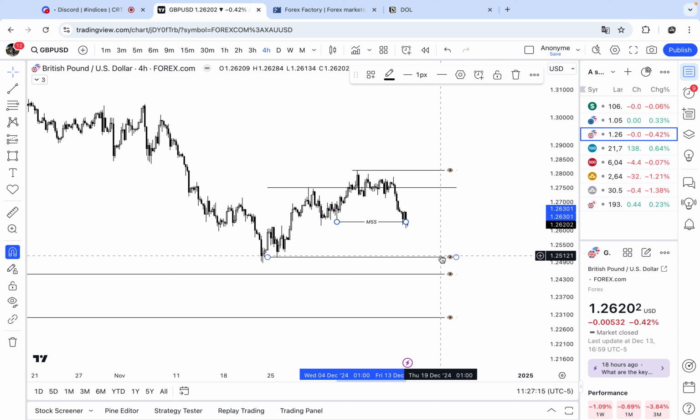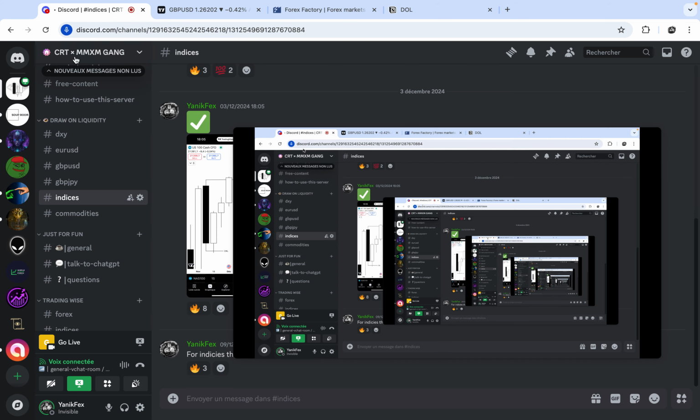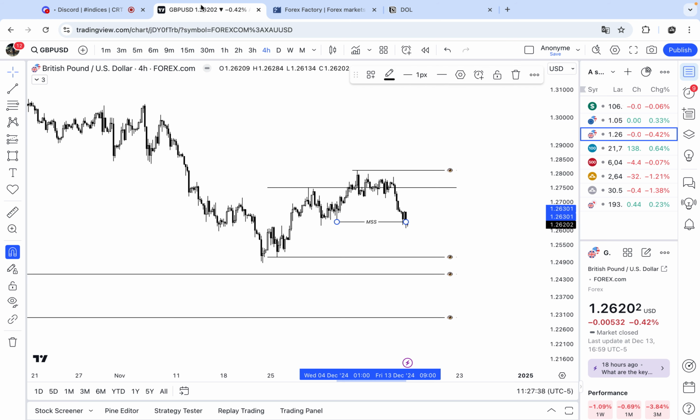Confirmations are a CRT most of the time, a three candle model, or an order block entry. But pretty much all the time it's going to be a three candle model. It's going to be this model right here, this three candle pattern. Okay. All right.